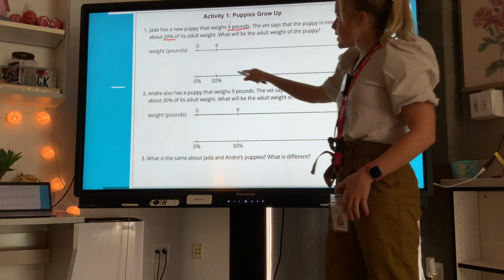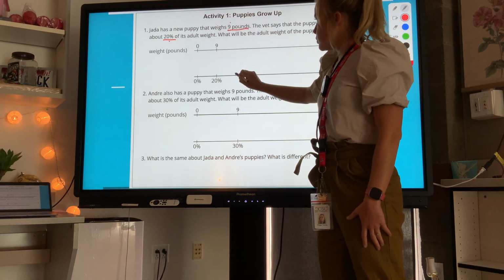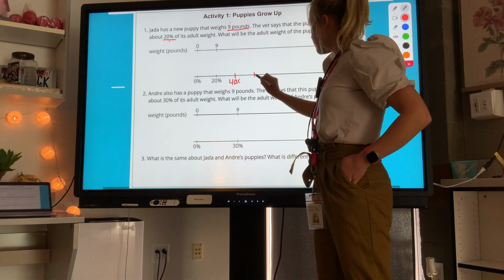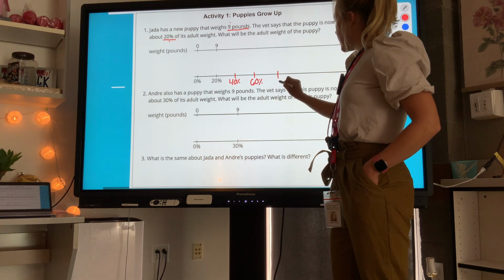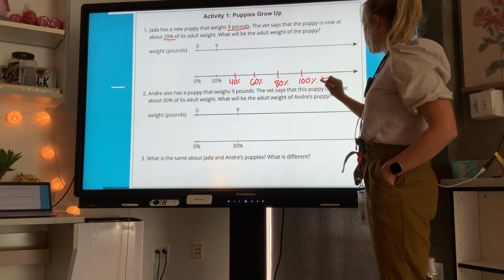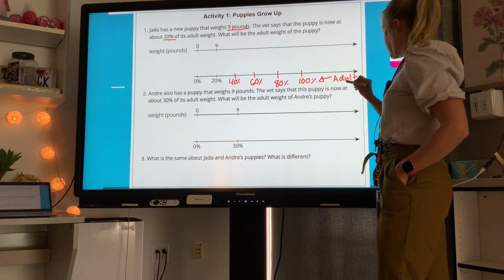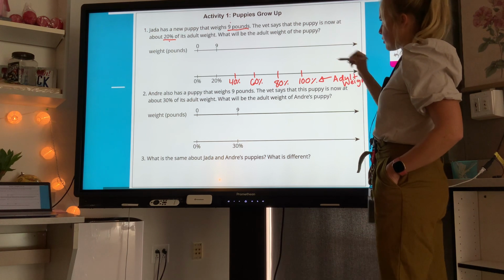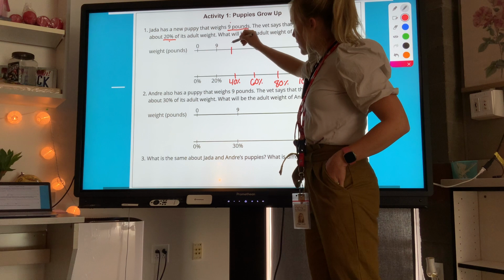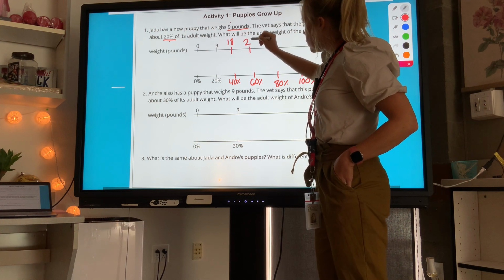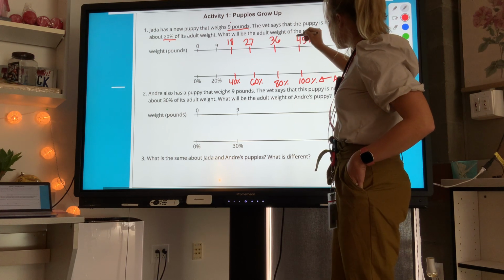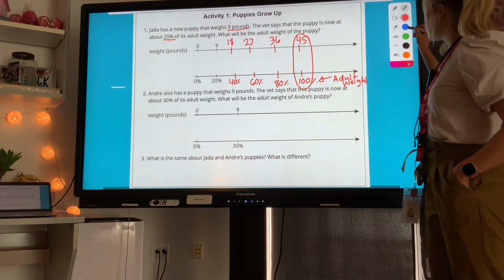So we know 20% is 9. So we could use our double number line to count by 20%. I would go 20%, then 40%, then 60%, then 80%, and then 100% is going to be the full adult weight. This is going to be its adult weight at 100%. So I'm going to use whatever ratio I find up there to find out how much it would weigh when it's the full weight. So I'm going to count by nines. 9, 18, 27, 36, 45. So 100% of its adult weight would be 45 pounds.